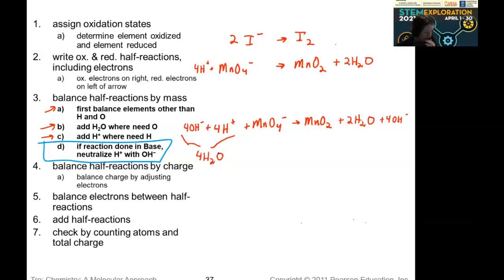So now we have 4 waters on one side. You can see we have 2 waters on this side. So you can simplify this now or later, whichever one makes you happier. I like to simplify it sooner than later. Actually, we'll just leave it this time. We'll just leave it as 4 waters and we'll just simplify it later. But it doesn't matter where you simplify this, it's gonna work the same no matter what.